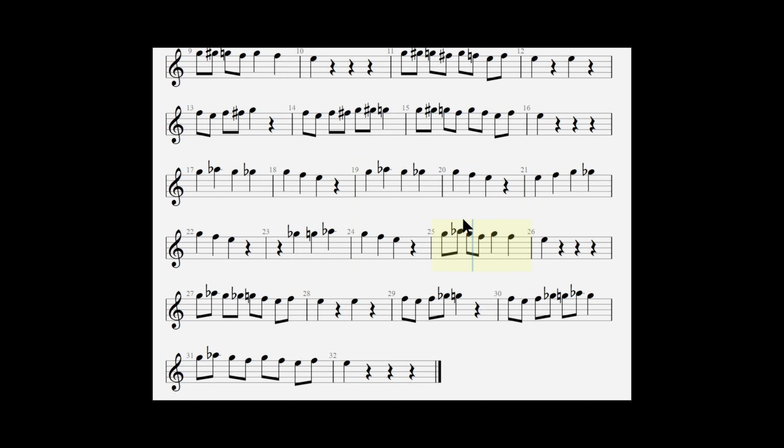G, A flat, G, F, G, F, E. G, A flat, G, G flat, G, F, E, F, E. F, E, F, G flat, G, A flat, G, G, A flat, G, F, G, F, E, F, E.